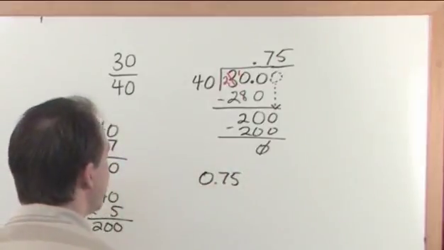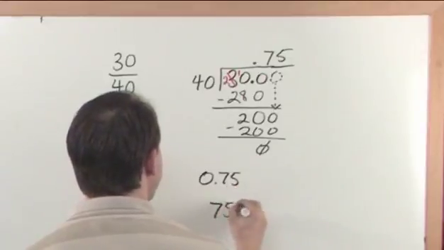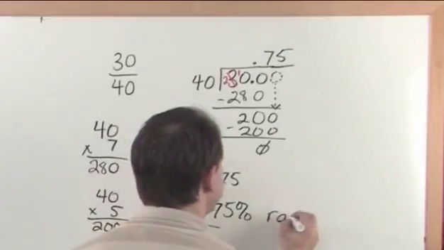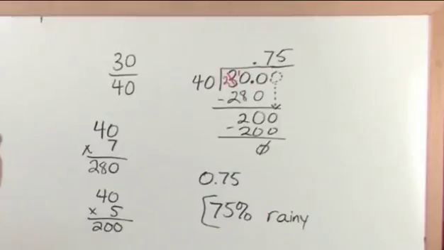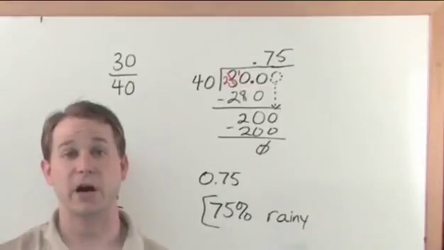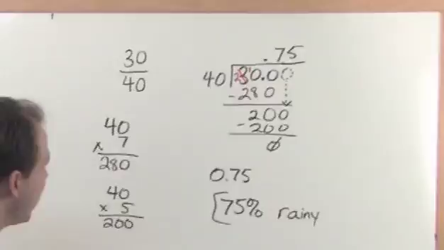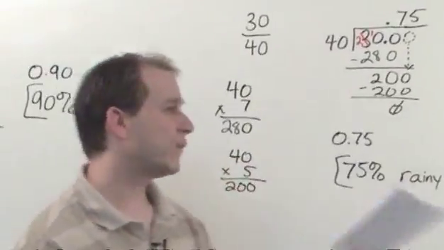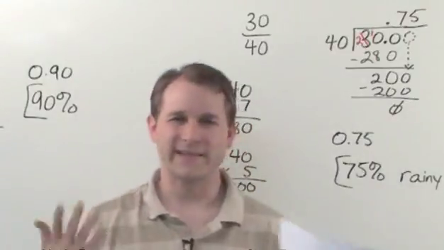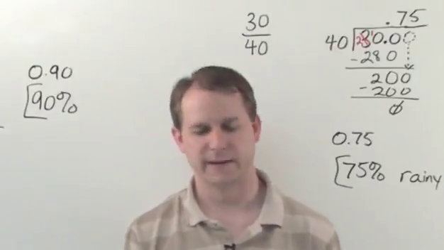0.75 of the days were rainy, and I can move this decimal point 2 times, which means 75%. Now let's see if this makes sense. If 75% were rainy, that would mean that 75 out of every 100 days were rainy. That would mean a majority of the days were rainy. That makes sense with 30 out of 40 were rainy. So 75 out of 100, 30 out of 40. That ratio is about right. So we want to make sure that our answers make sense.